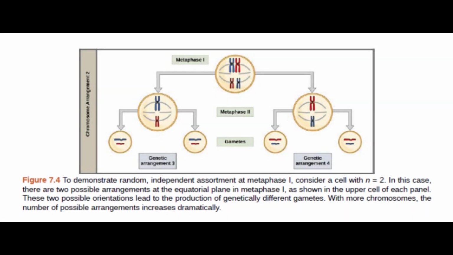Figure 7.4. To demonstrate random, independent assortment at metaphase I, consider a cell with n equal to 2. In this case, there are two possible arrangements at the equatorial plane in metaphase I, as shown in the upper cell of each panel. These two possible orientations lead to the production of genetically different gametes. With more chromosomes, the number of possible arrangements increases dramatically.